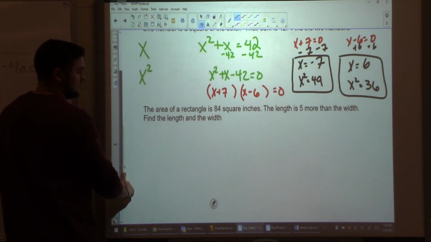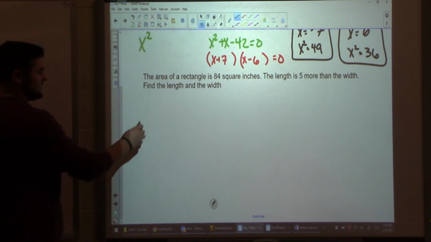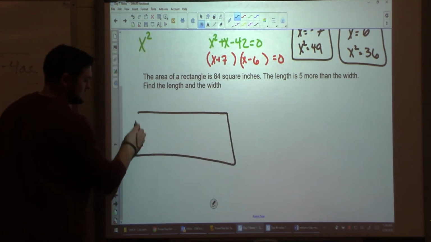Oh, deep breath. Do you guys already have a rectangle on your paper? Yes.